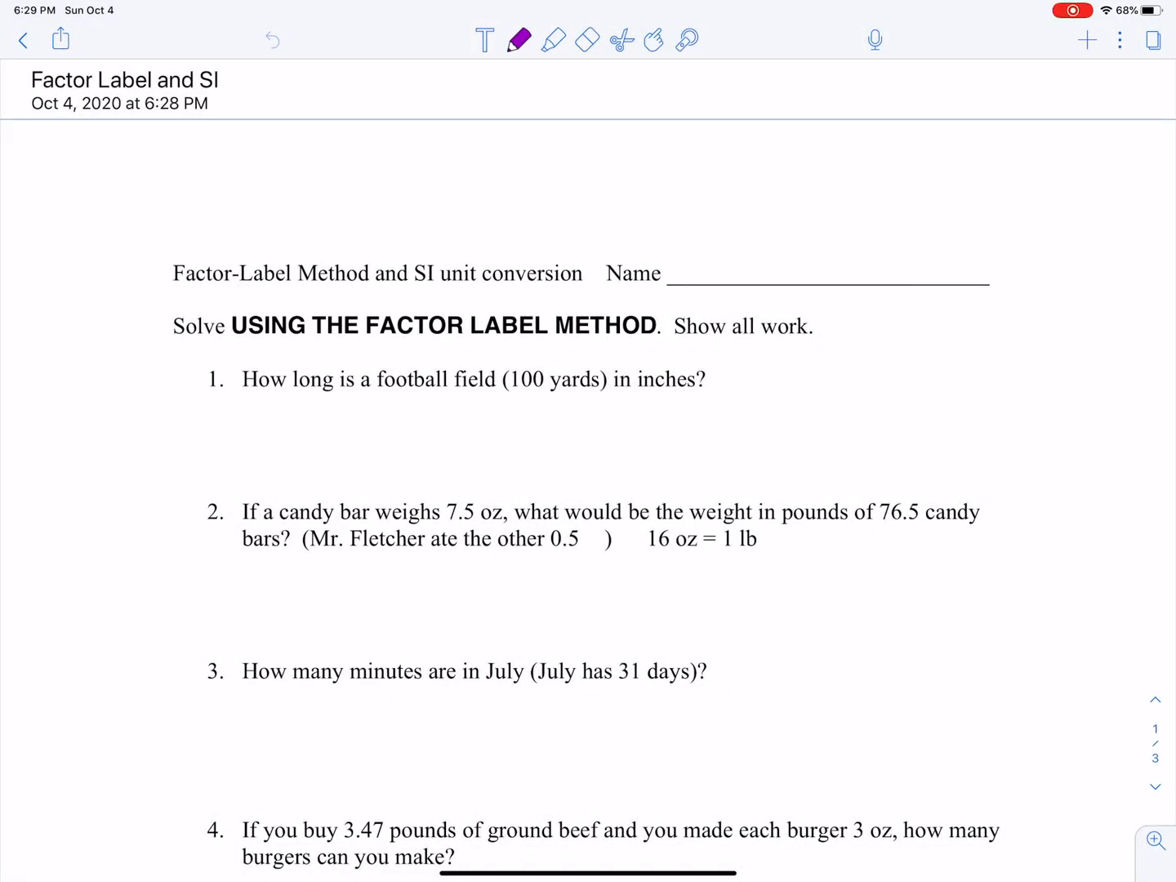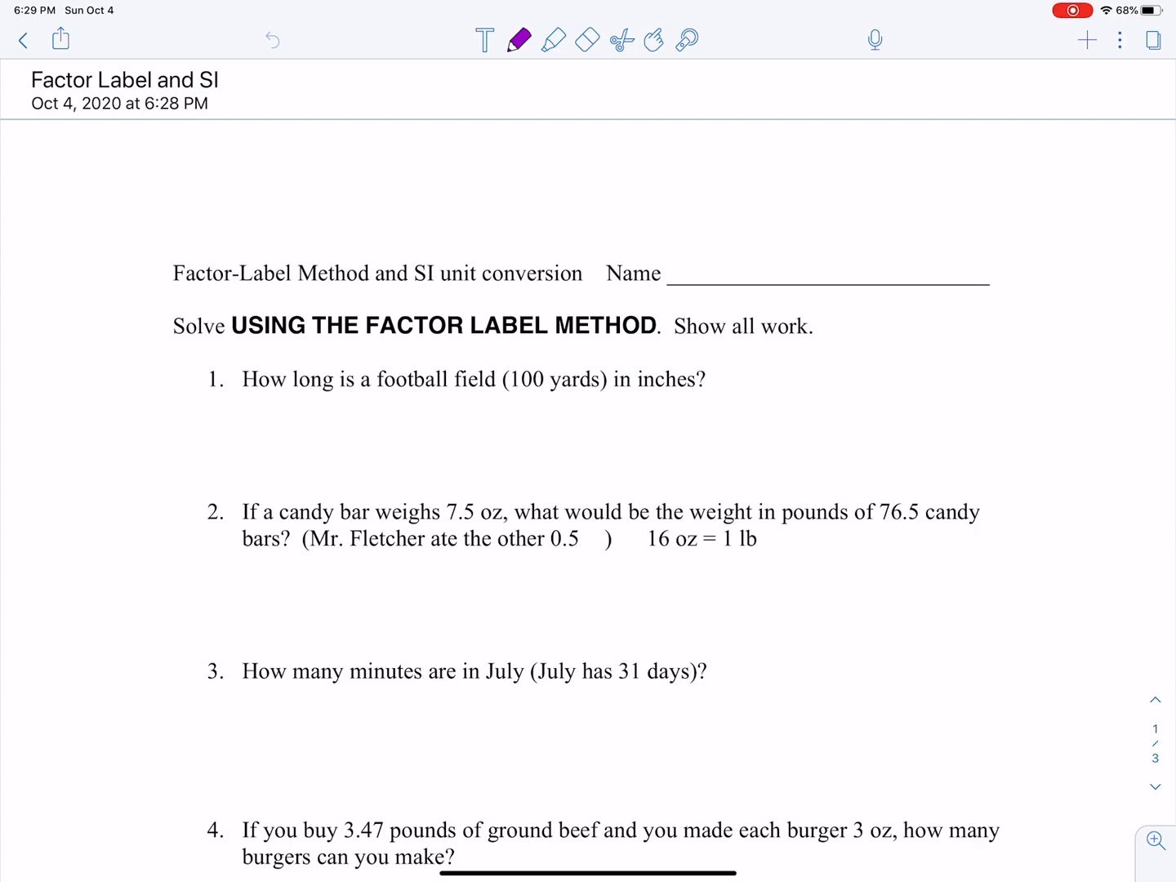So today I'm going to show you, or this week, we're going to learn in class how to do the factor label method. And we already have started some of this in class with the metric conversions, but I wanted to put more emphasis on this because this is a very good problem solving skill to have.